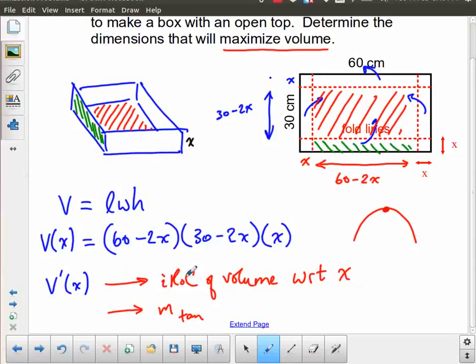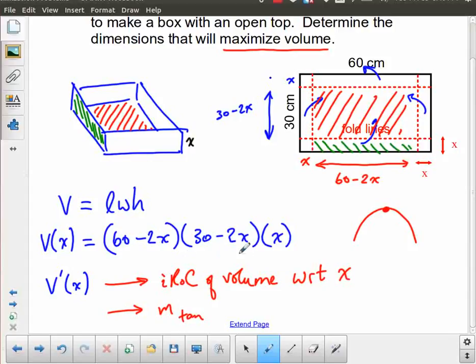So however you want to think about this is fine. We're going to have to find this first derivative, and we're going to have to set it to 0. Now there's a couple of ways you could do this. You could, for example, expand all of this out and turn it into a simple polynomial.